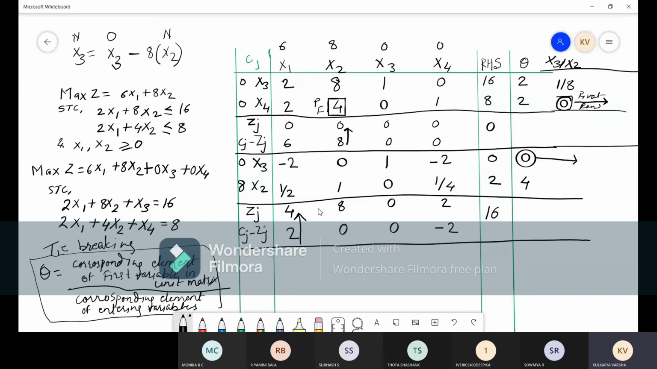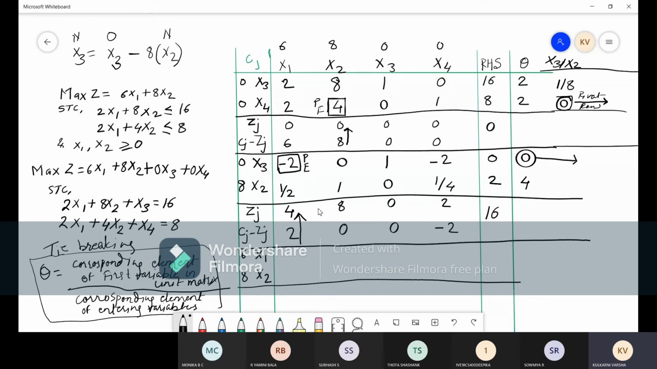In the next iteration, there is no tie breaking. Instead of x3, we have to write x1 because x1 is entering. So write down x1, which is newly entered. Now, what is the pivot element over here? This is leaving, this is entering, so the pivot element is minus 2.